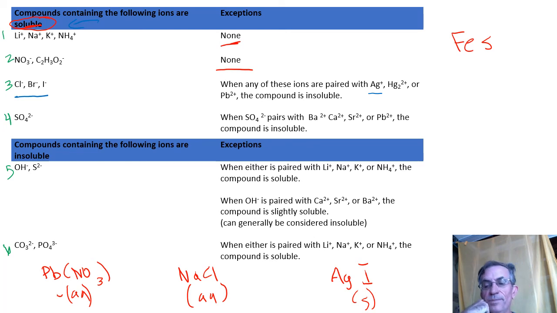All right, I hope you thought about it. First off, what rule is going to help me? There is a rule that has to do with sulfide. Things with sulfide don't dissolve. There are some exceptions: lithium, sodium, potassium, ammonium. Lithium sulfide would dissolve, sodium sulfide would, potassium sulfide would, ammonium sulfide would. This is not an exception.